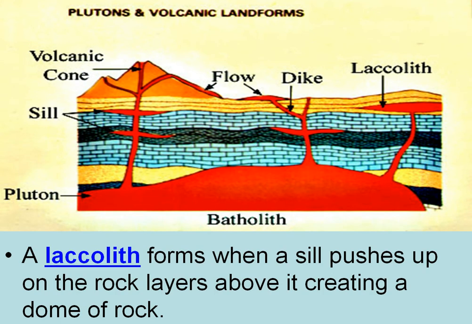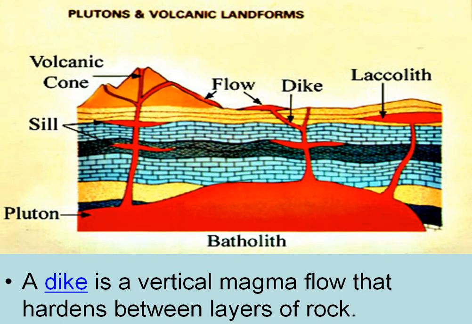Now, the opposite is a dike. And a dike is a vertical magma flow that hardens between rock layers. So it's actually going to go through rock layers, and it could separate rock layers, but it bisects or intersects them. So your sill is horizontal or parallel to the rock layers, where your dike is vertical and it's almost perpendicular. It doesn't have to be perpendicular. Obviously this one's not right here perpendicular, but it's more of a vertical segment.